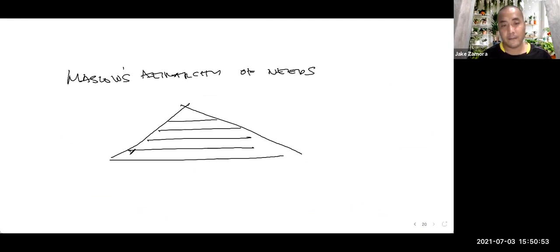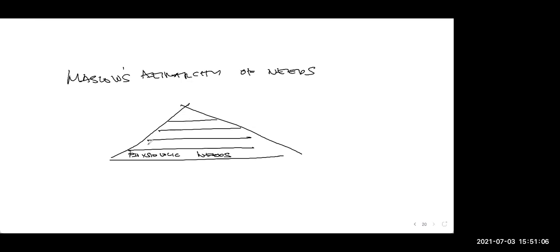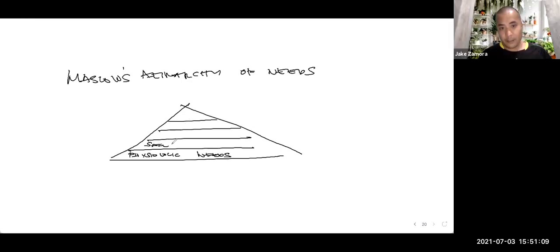The first one is, anong nasa pinakang una? Physiologic ba? Tama? Yes po. Yes, sir. Then the next one you will have safety and security. Tama ba? And then you have love and belongingness. And then you have self-esteem. And then you have self-actualization. Diba? These are the 5 levels.